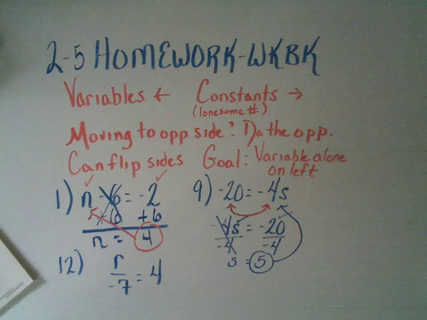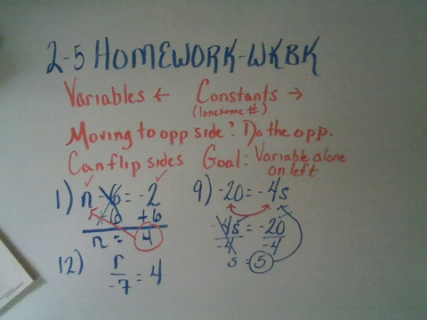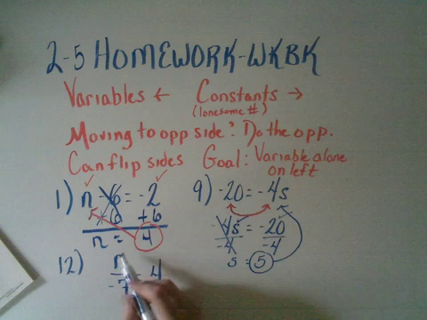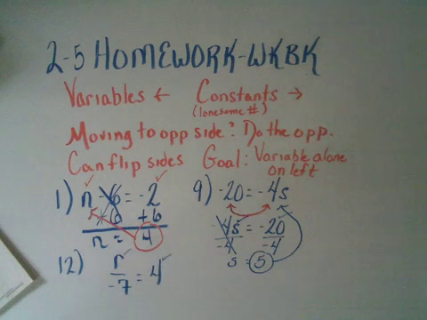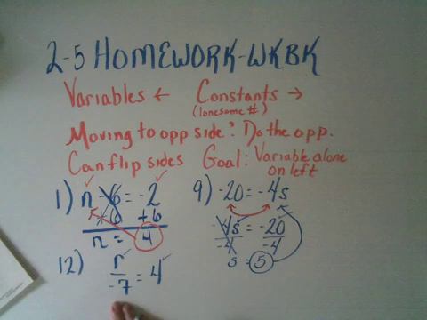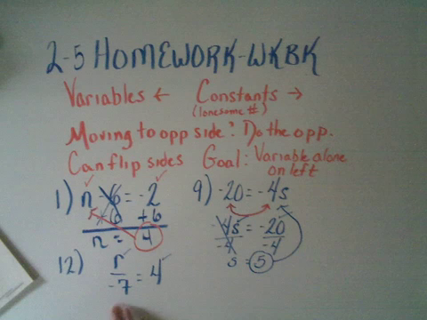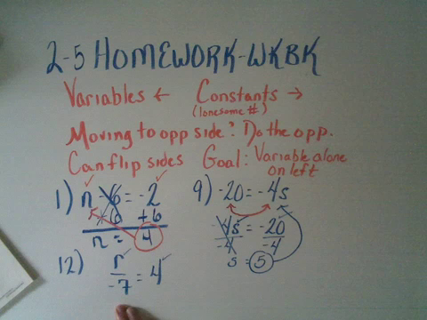All right, here's number 12. R divided by negative 7 equals 4. Well, let's go to our rules. I do want a variable on the left side. That's good. And I do want a lonesome number on the right side. That's good, a constant. What's not good is this negative 7. Remember, the only thing I want over here when it's done is the variable. So I've got to move out negative 7.